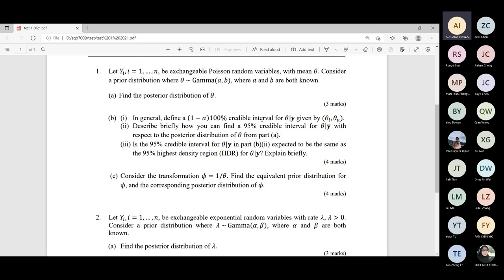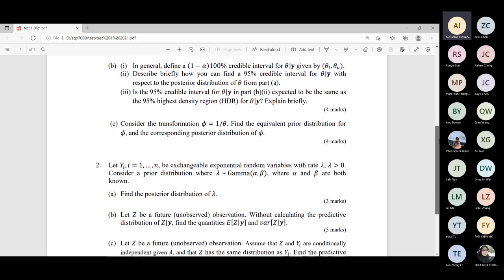And of course, number 3 is also in the lecture notes. It should be unimodal and symmetric. If it is unimodal and symmetric, then we have the same HDR as the credible interval. But in this case, gamma is usually not symmetric; it's unimodal, but not symmetric. Under a special case it may be symmetric, but generally not. So we don't expect them to be the same. That's why I say the question is expected, so we don't expect it to be the same. That's why it's only 4 marks, like 1 or 2 marks.